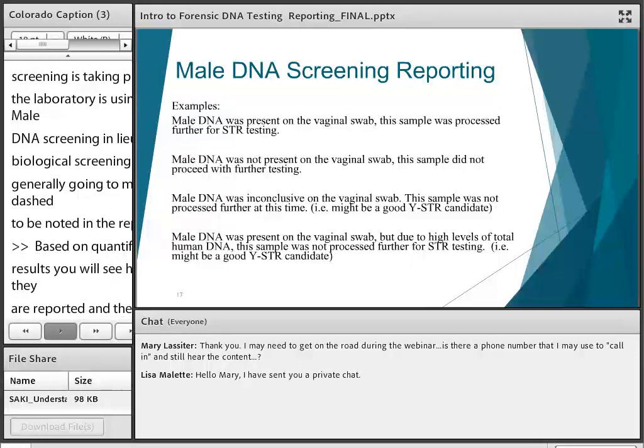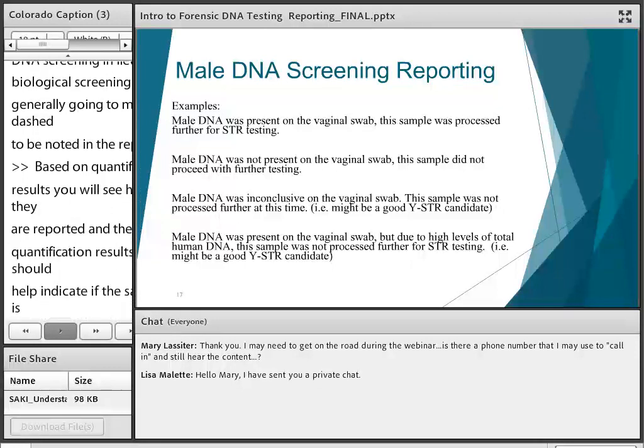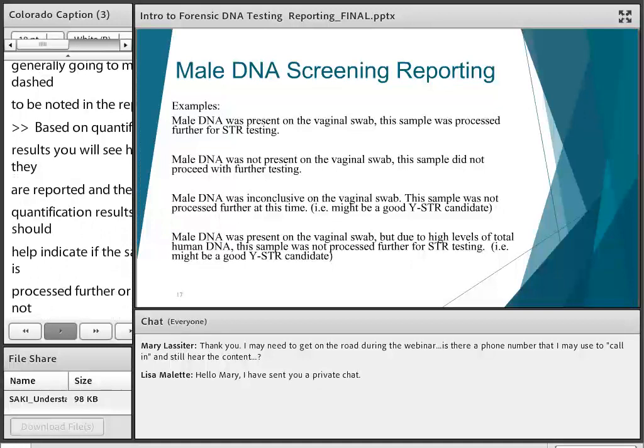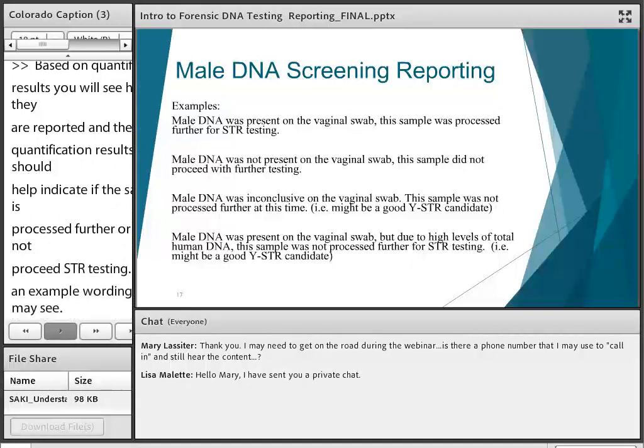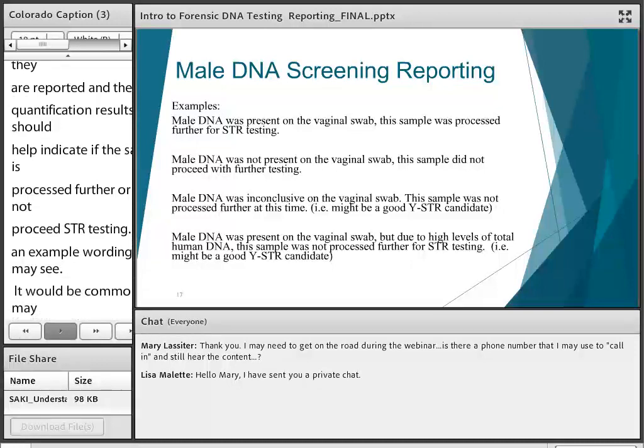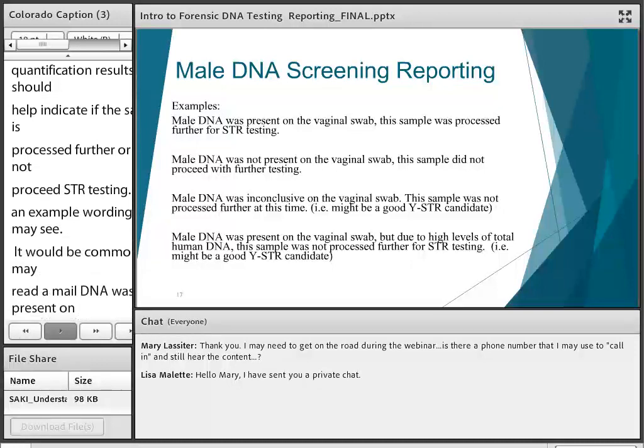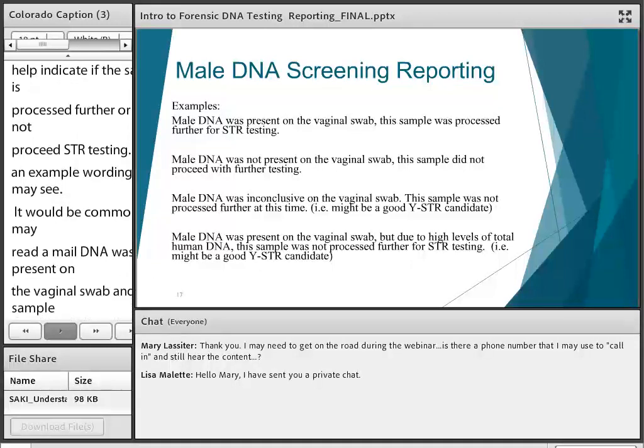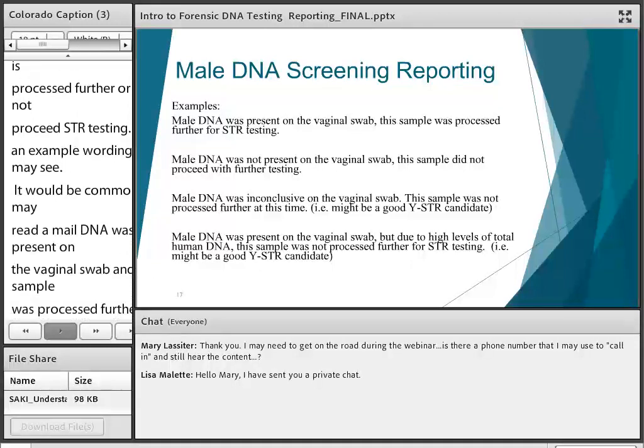So this is some example wording that you may see that would be common. You may read that male DNA was present on the vaginal swab. This sample was processed further for STR testing. So in this case, you would expect to see an STR result, whatever that profile would be.